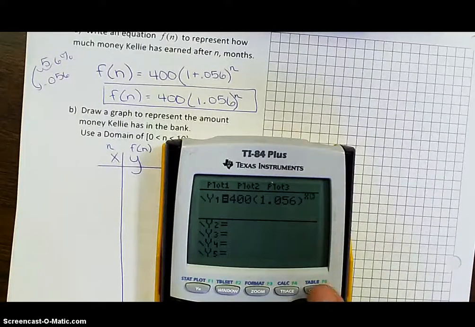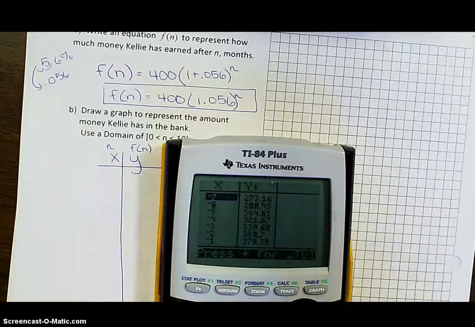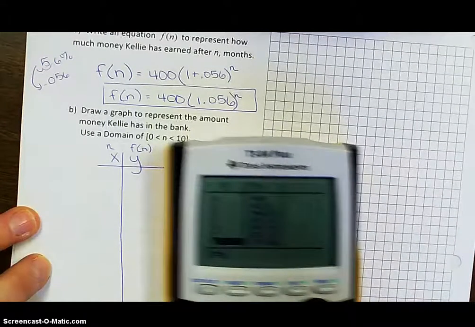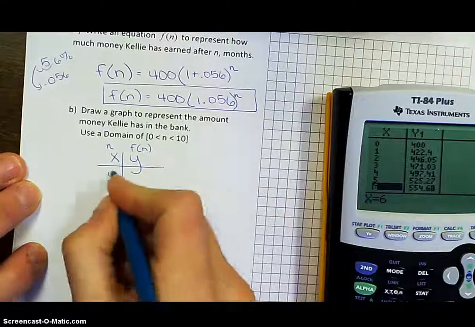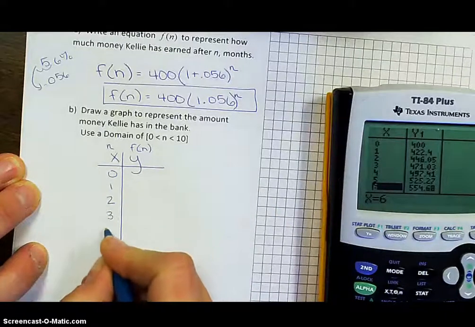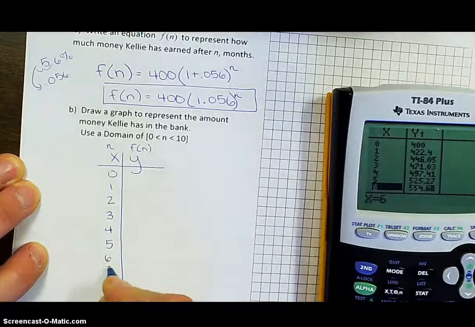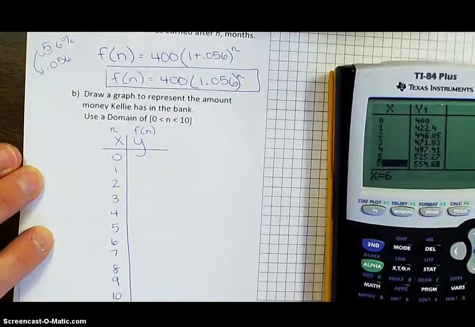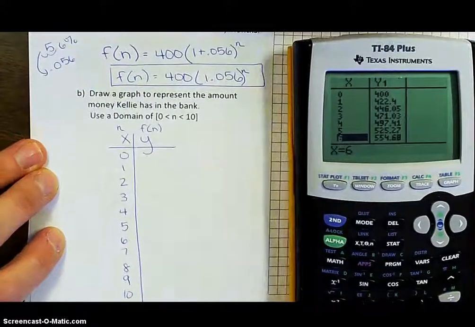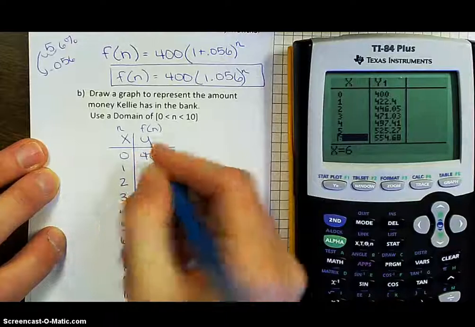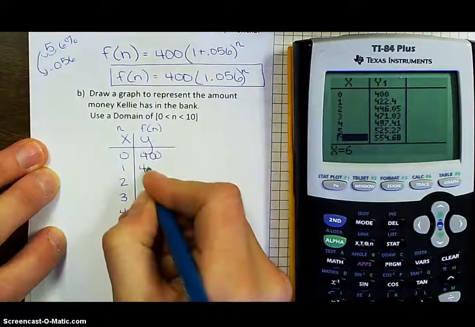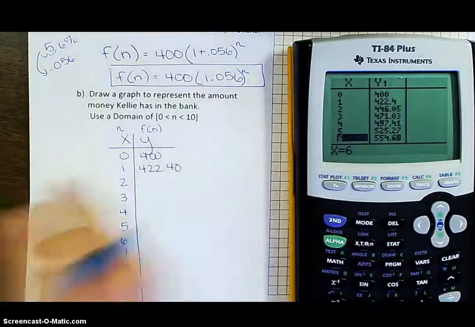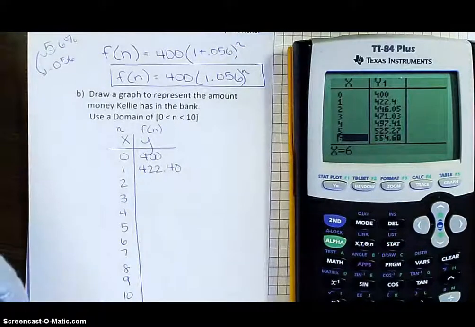Now we need to fill in our chart. So we're going to go to our table of values. And this time, they told us to go from 0 to 10. So they're telling us automatically, these are the only points that they want us to graph. So I'm going to go ahead and use my calculator to write that in. At time 0, Kelly has $400. After 1 month, she now has $422.40. I'm going to have you pause the video now and write in the rest of the values.